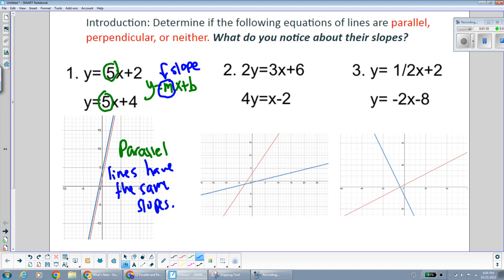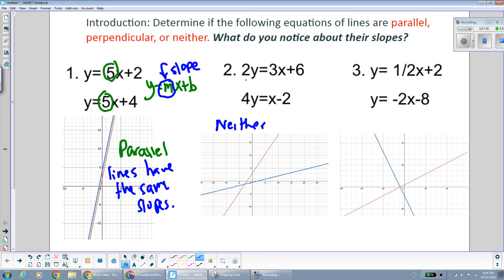Taking a look at the middle set of equations, from the picture, I see that they do intersect, but they don't intersect to form right angles. So I can't say they're perpendicular. So I'm going to have to go with neither. Now, if I want to see if the slopes have a relationship, I really can't, because unlike the first example, we don't have our equations solved for y.